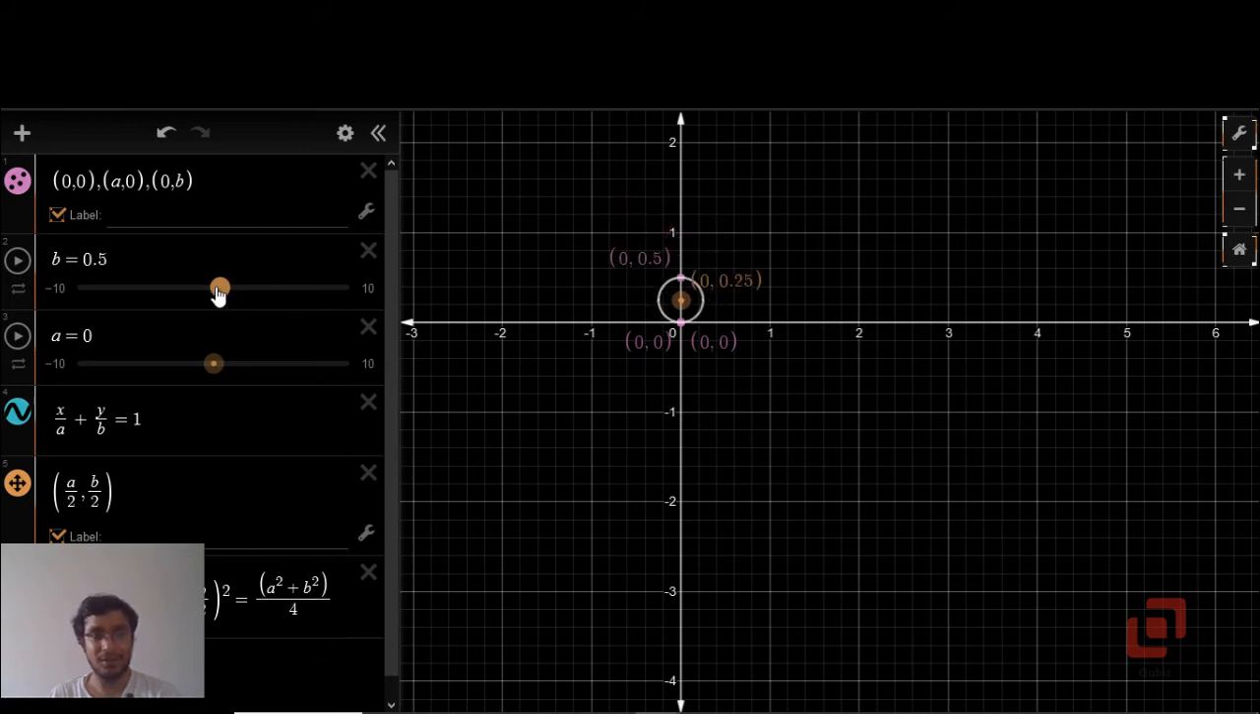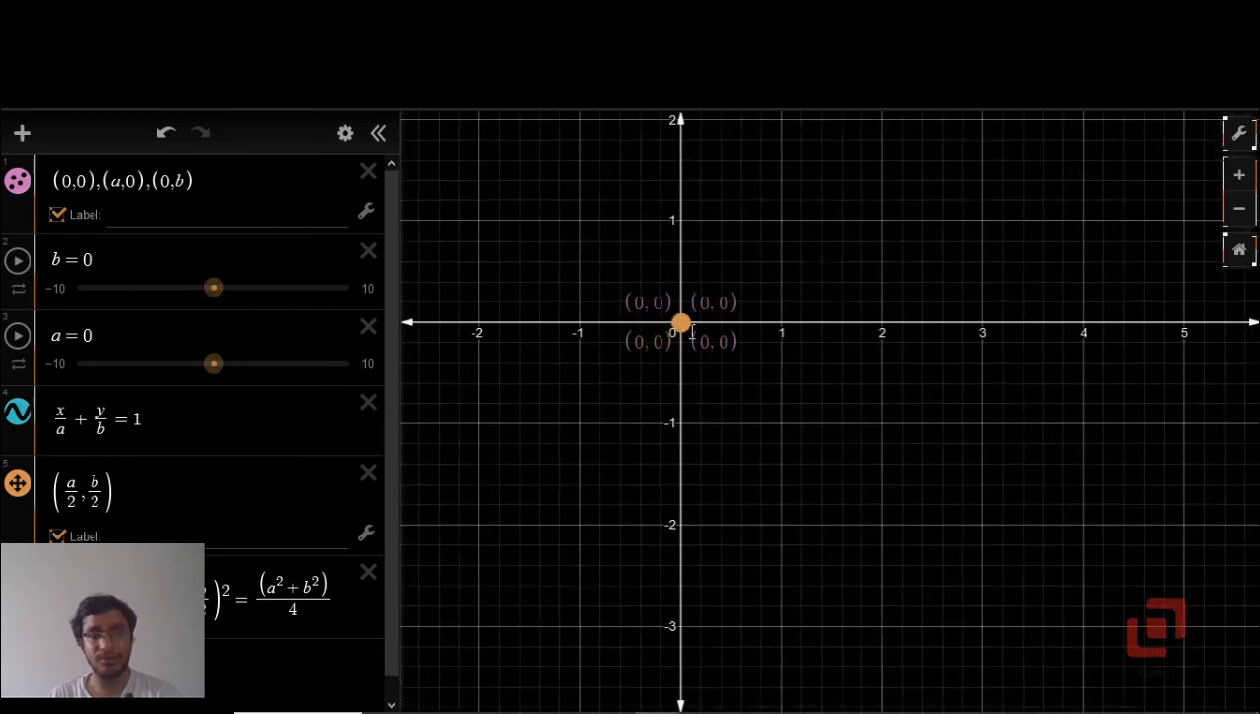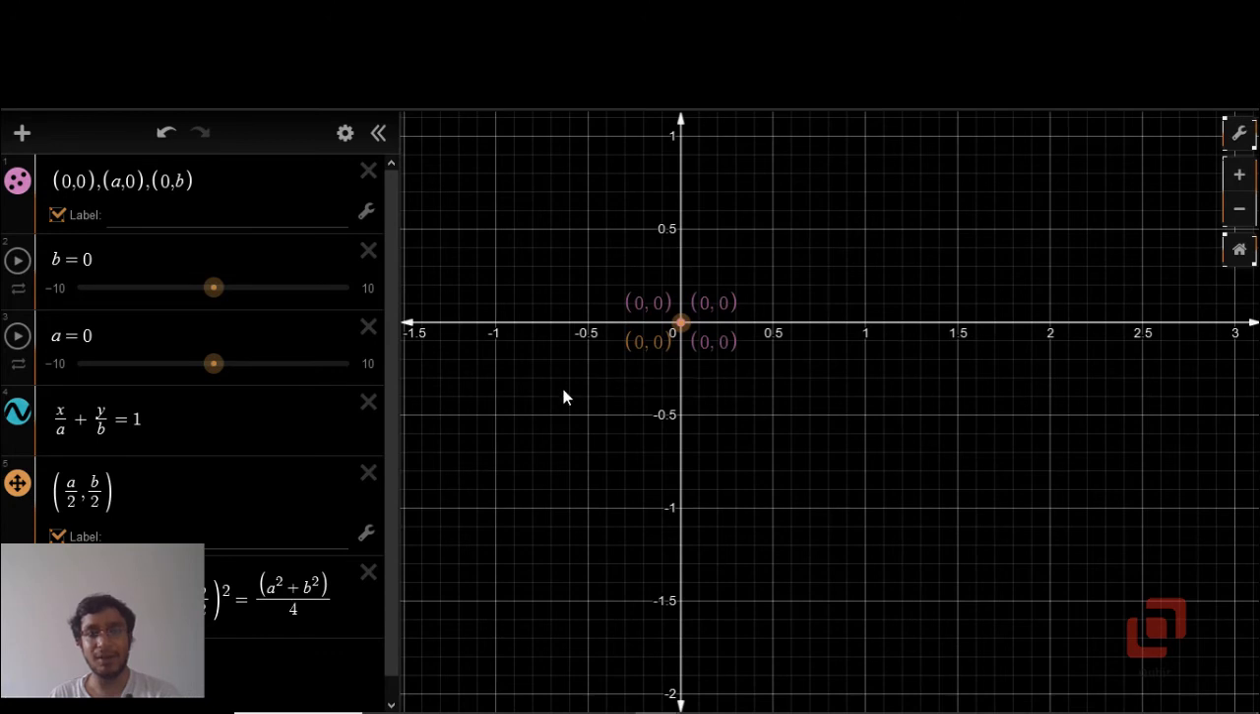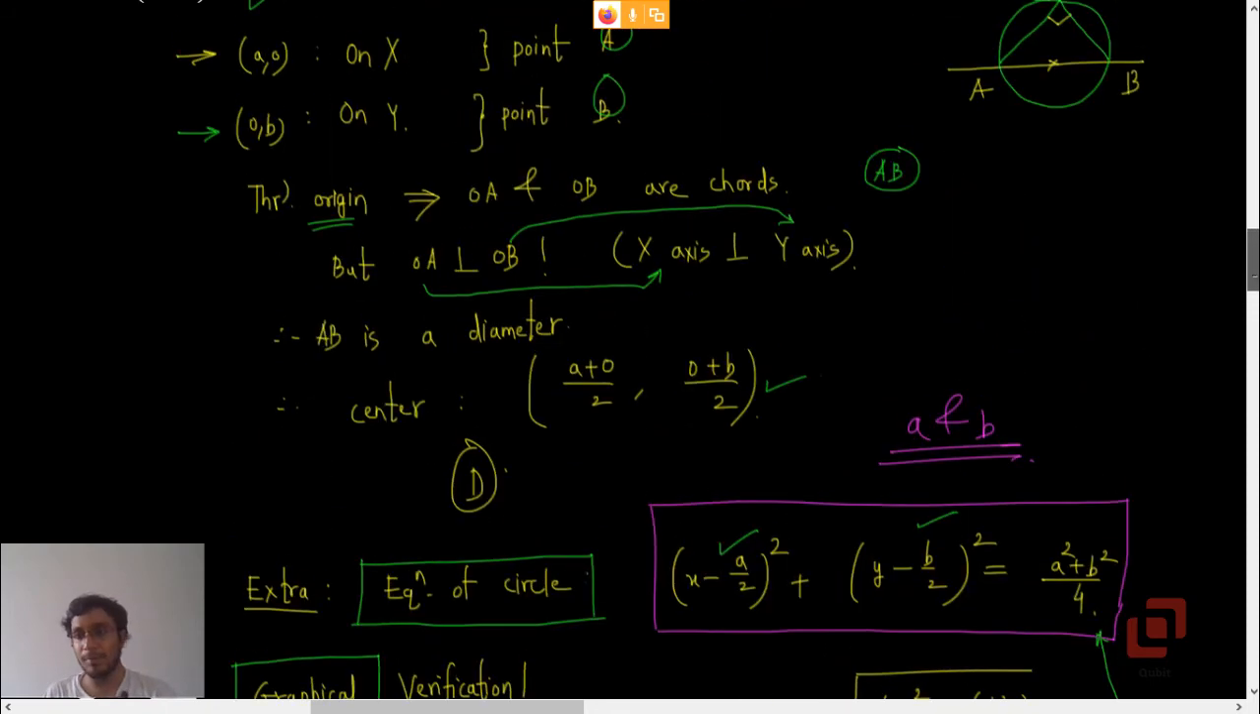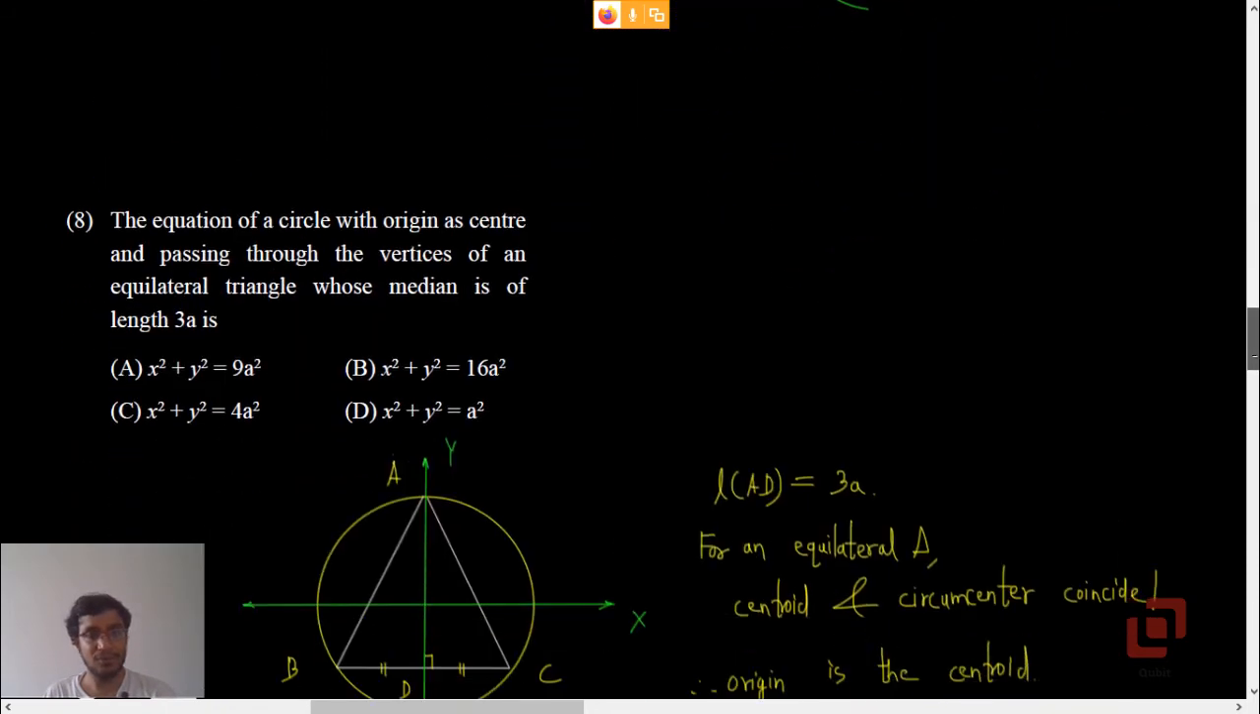You can now see the shrinking radius of the circle. So the moment both a and b are 0, there is only one point which satisfies the equation x^2 + y^2 = 0. That's why these 4 points have now coincided. Let's now go back to the slide. So we verified everything that we had proved here graphically. Let's now go to the next problem. This was 7th, so let's go to 8th.